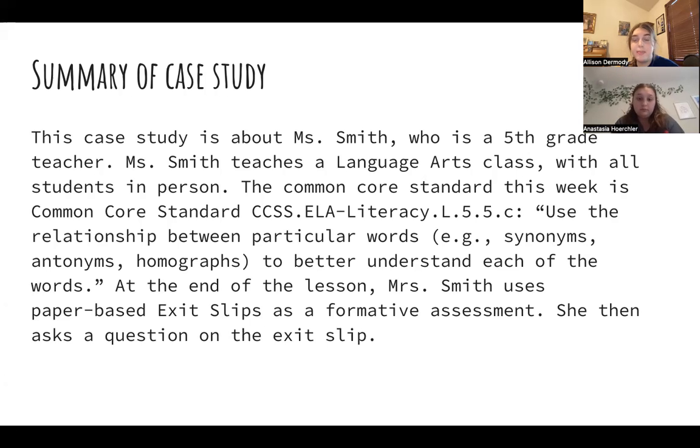At the end of this lesson, Ms. Smith uses paper-based exit slips as a formative assessment. She then asks a question on the exit slip.